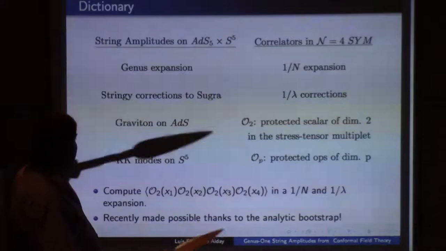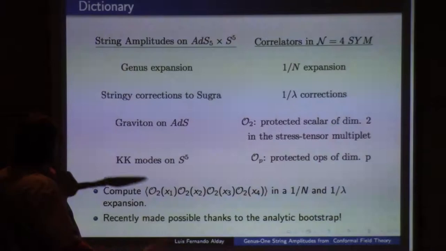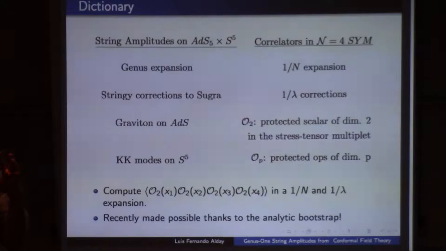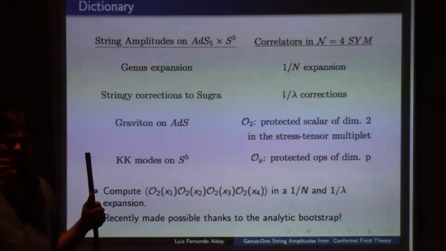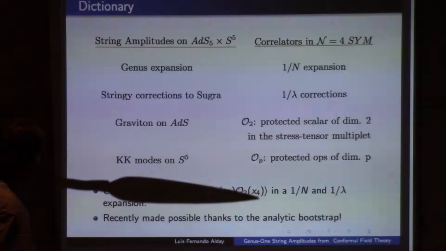And this is the correlator that we will study. Now, if I have time, I will try to show why we need to consider also other kinds of operators, which are called O_p, protected operators of dimension p. And they map to Kaluza-Klein modes of the graviton as you compactify on this S5. Is that okay? Good. So, if we want to compute a string amplitude on AdS5 cross S5 in a genus expansion and in a low energy expansion, what we need to compute in N=4 super Yang-Mills is this correlator, O_2 O_2 O_2 O_2, because that's what corresponds to the graviton, in a 1 over N and in a 1 over lambda expansion.